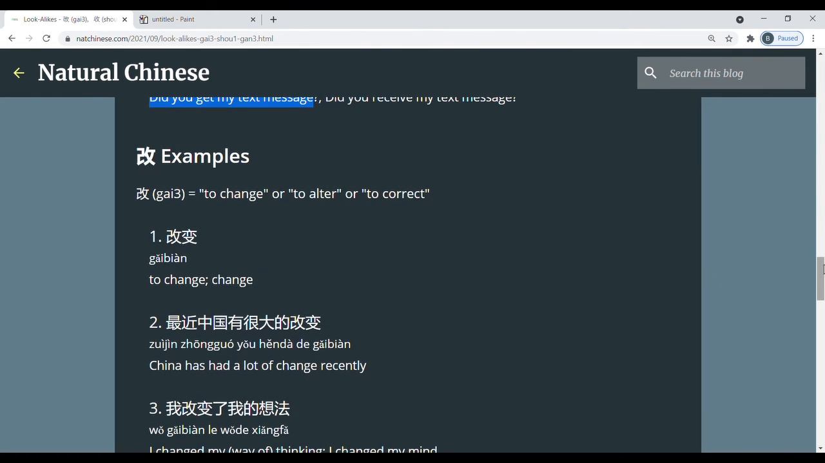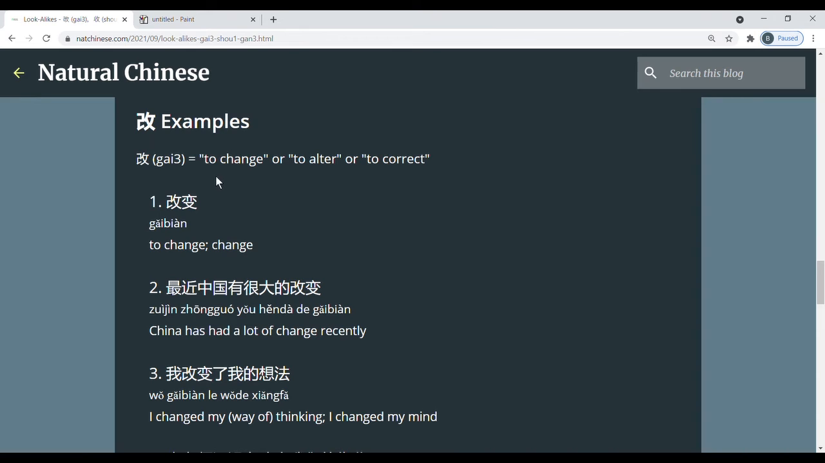So our last word is gai, which means to change or to alter or to correct. So the first word is 改变, which I think is very common. And so this word, like many other Chinese words, can be used as a verb to change, or as a noun, change. So our next example, it's used as a noun. So it is 最近中国有很大的改变. China has had a lot of change recently.